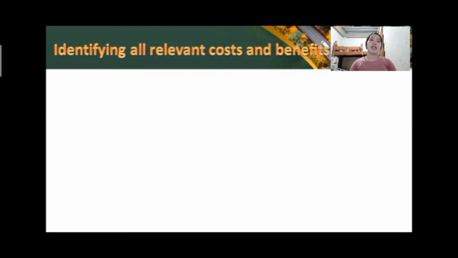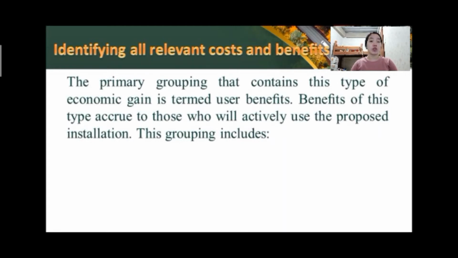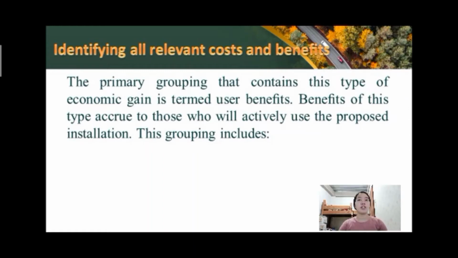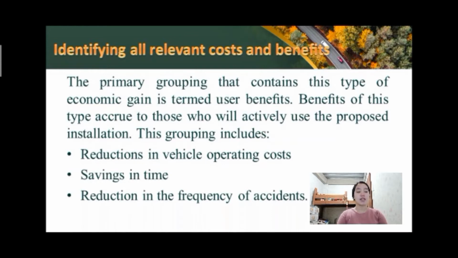Identifying the main project option helps the developer come up with the best solution or decision that he or she is going to make. The next step is to identify all the relevant costs and benefits. The primary grouping that contains this type of economic gain is termed user benefits. The benefits of this type accrue to those who will actively use the proposed installation. The grouping includes the reduction in vehicle operating cost, savings in time, and the reduction in frequency of accidents.